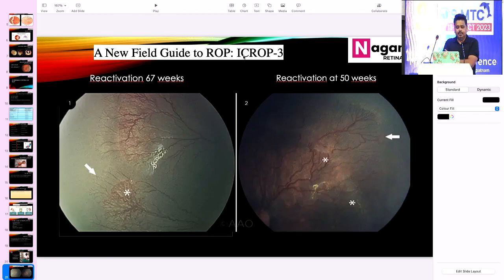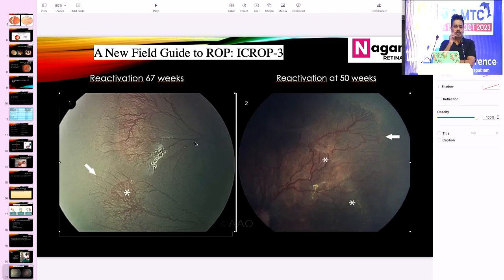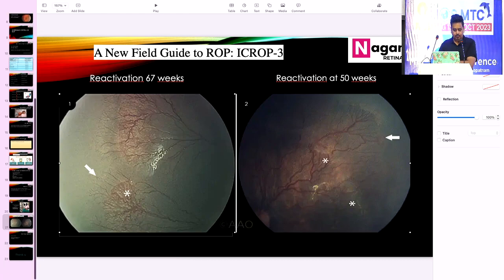Interestingly, in the ICROP study, which was released by the American Academy of Ophthalmology, they have mentioned reactivation of ROP post-treatment. These are the two images reported by the American Academy of Ophthalmology, where in picture 1, the baby had taken intravitreal bevacizumab in the 32nd week and 36th week. But in the 67th week, the baby had again developed ROP. And this is a second baby where the baby had taken a single dose of bevacizumab in the 36th week, but later at 50 weeks, the baby had reactivation of ROP.